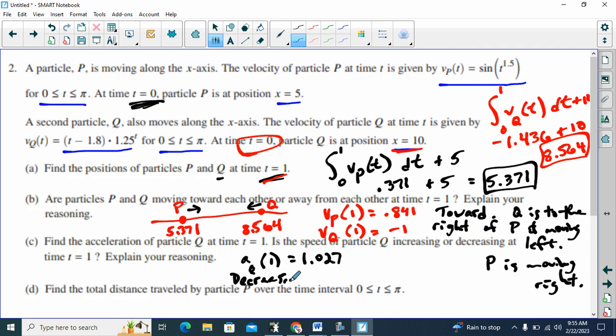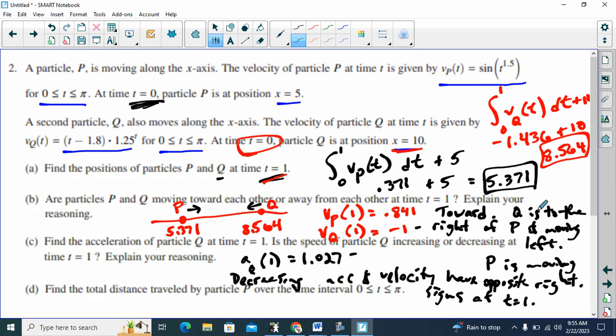Explain your reasoning. I would state acceleration and velocity have opposite signs at t equals 1. And we showed that they have opposite signs here.